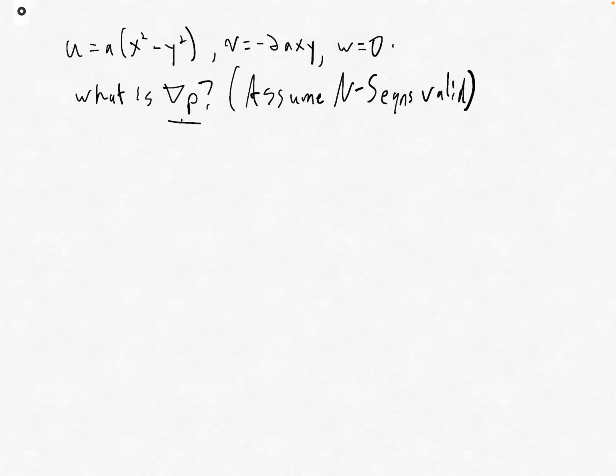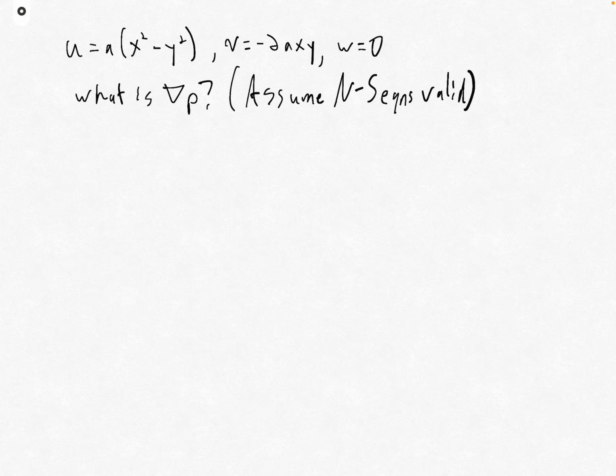It's also a nice follow-on to the example on this channel on the application of continuity, where we were given velocity u and w, and asked to find compatible velocity v based on incompressible continuity. So you can go back and look at that one if you haven't already. Okay, so here we're given a velocity field u, v, w, and we're asked what is grad p.